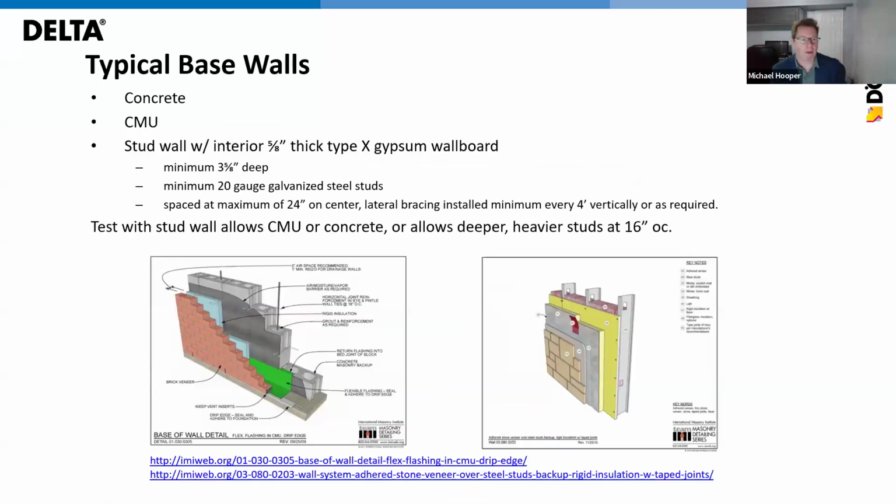So when we talk typical base walls, these are going to be the most common construction types for type 1 to 4 type buildings. Steel stud wall is going to be your highest risk. So you can substitute a CMU wall or a concrete wall in the case of an NFPA judgment on a stud wall. So you can substitute those in without having to retest for those additional base walls. The testing would be based on 3 5/8 inch deep steel stud, minimum 20 gauge metal, spaced at 24 inches on center.